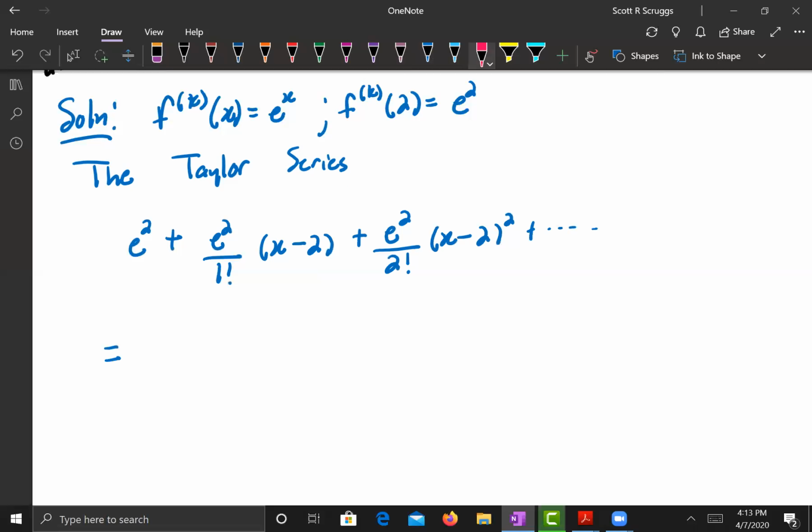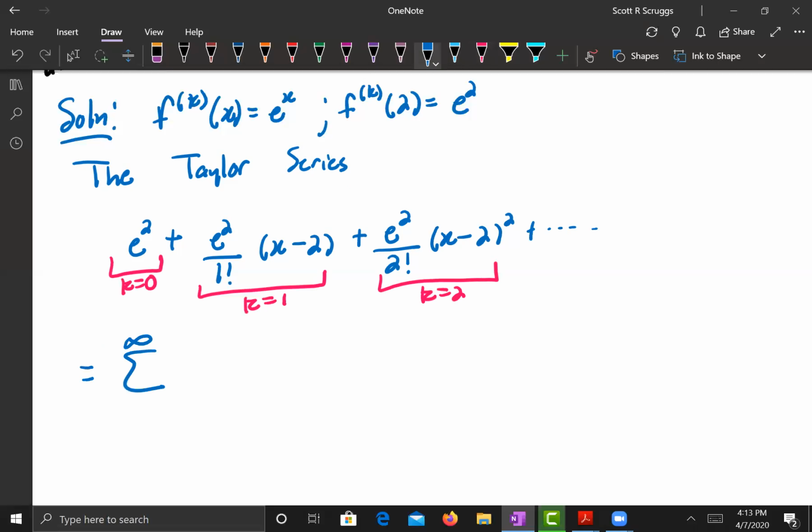And if this corresponds to k equals 0, k equals 1, k equals 2, and so on and so forth, I now have the sum from k equals 0 to infinity of e to the second power times x minus 2 to the kth power divided by k factorial.